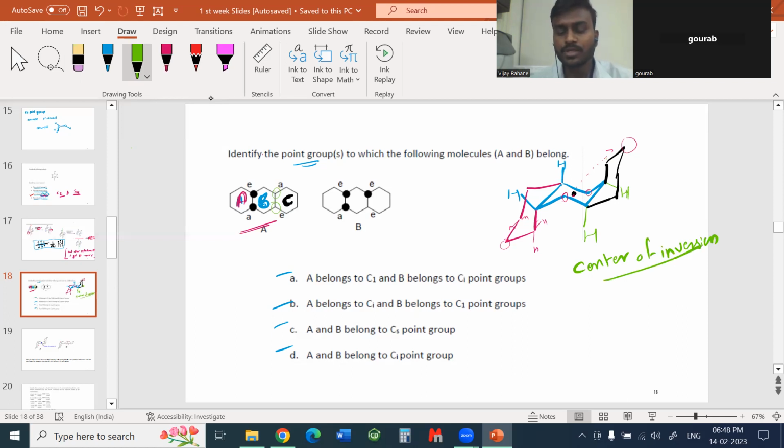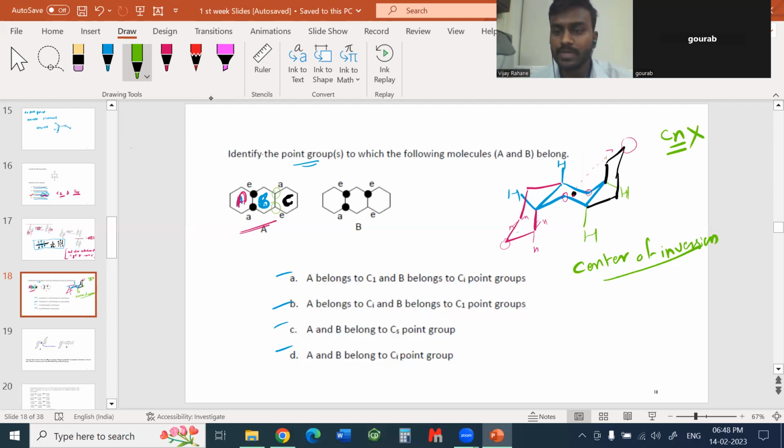Any plane, if you are able to visualize, see, here there is no plane. First we need to see whether any Cn is present or not. If we pass any axis from any direction, we are not able to visualize any axis present here. So it doesn't have any Cn axis.